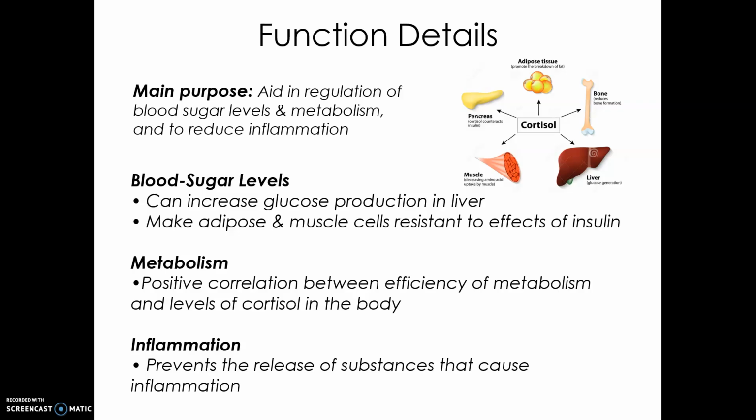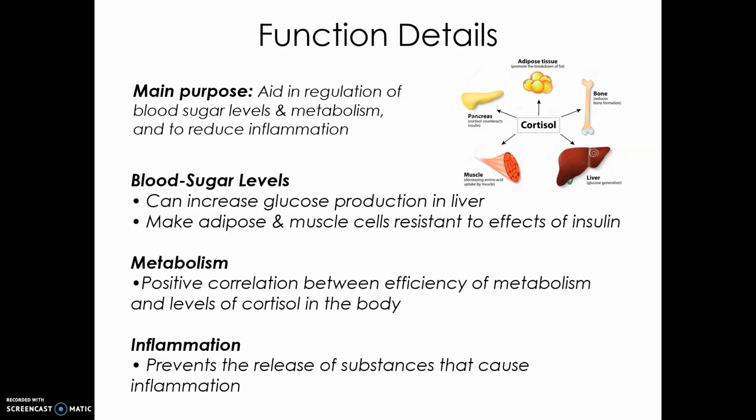Cortisol affects blood sugar by making adipose and muscle cells resistant to the effect of insulin and thereby increasing the production of glucose by the liver. There is a positive correlation between stress and cortisol production. This can impact how the body metabolizes nutrients. When cortisol is increased, metabolism slows and an individual can gain weight. The opposite occurs when cortisol levels are decreased.